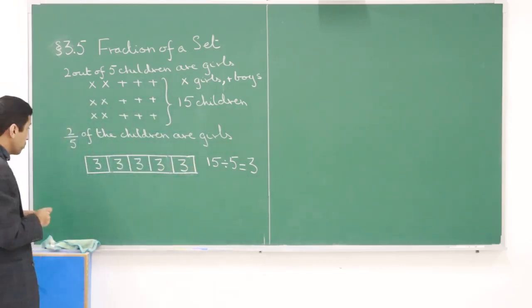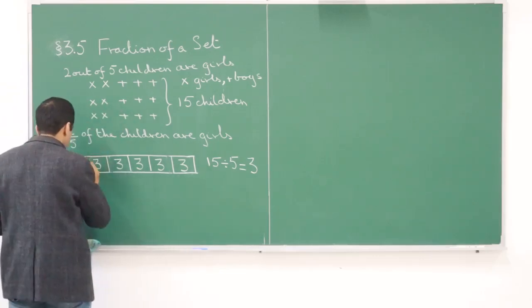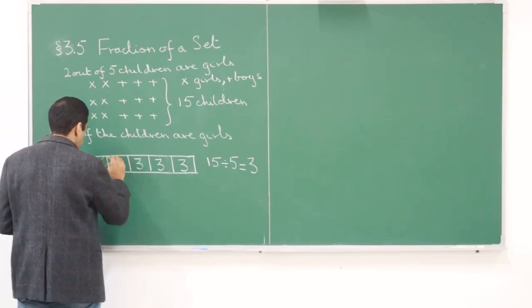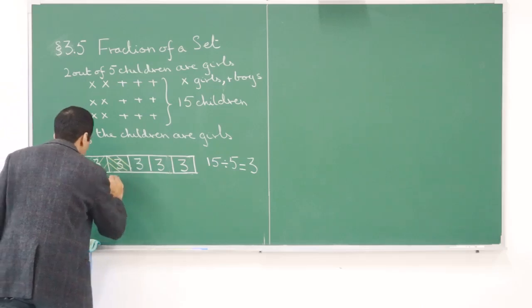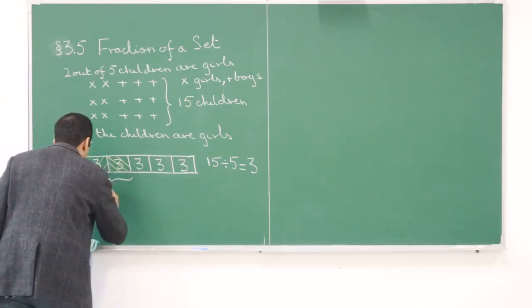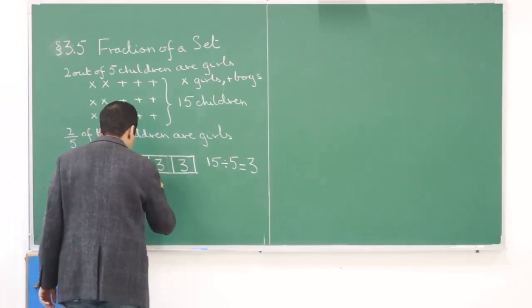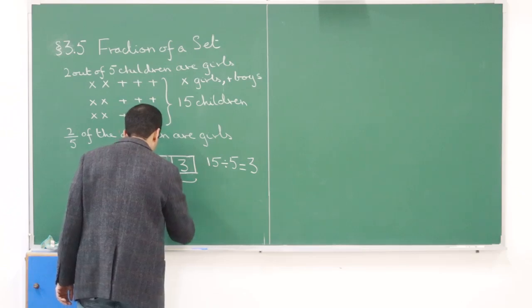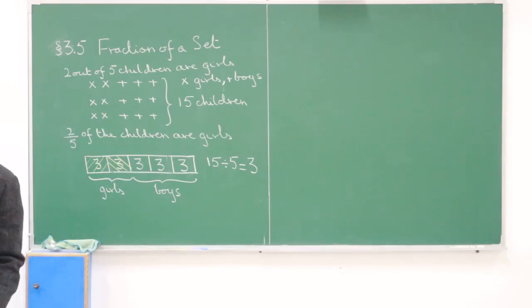There are 3 children in each box, and what we mean by this is that 2 of these boxes, so if we look at the number of girls, there will be 6 girls and hence there will be 9 boys. Okay? Any questions about this so far? All good?